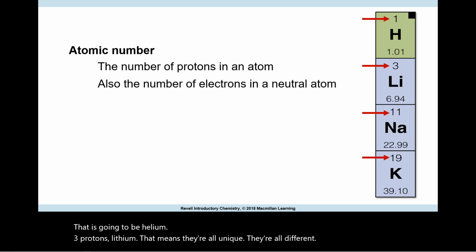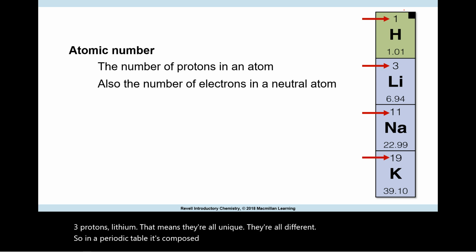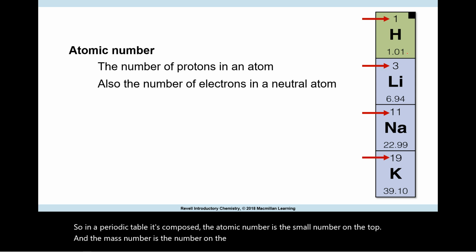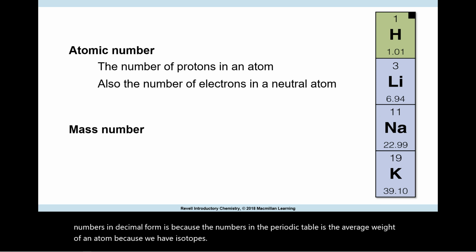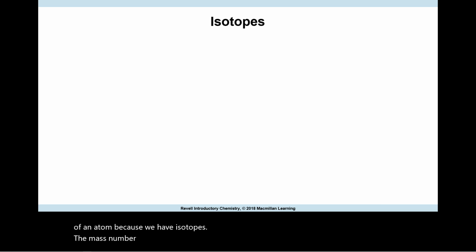So in a periodic table, the atomic number is the small number on the top, and the mass number is the number on the bottom. Now, the reason that we see the numbers in decimal form is because the numbers in the periodic table are the average weight of an atom, because we have isotopes. Okay. So mass number is the number of protons plus neutrons.